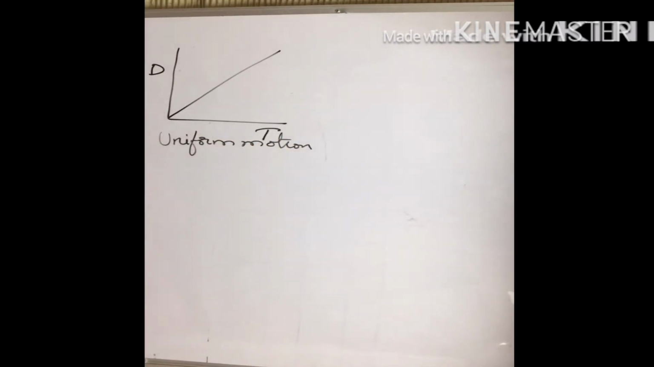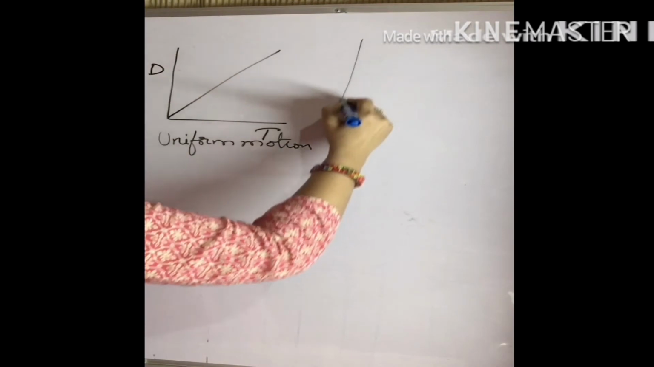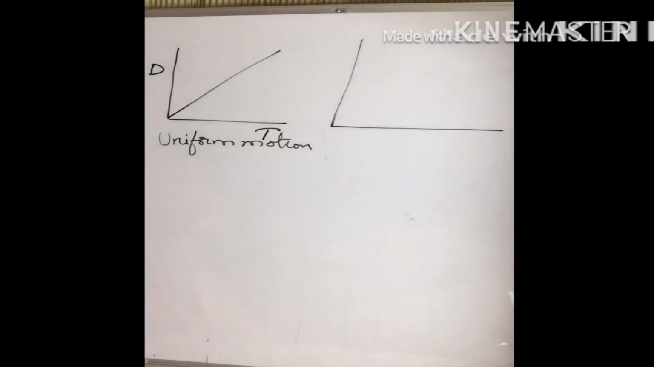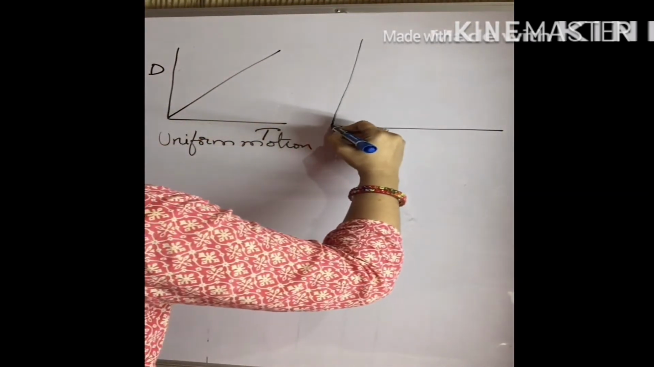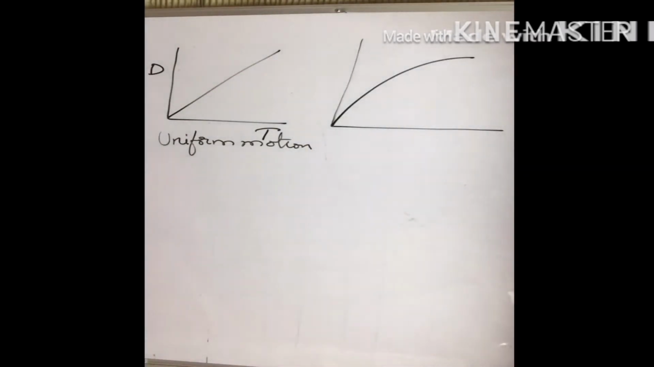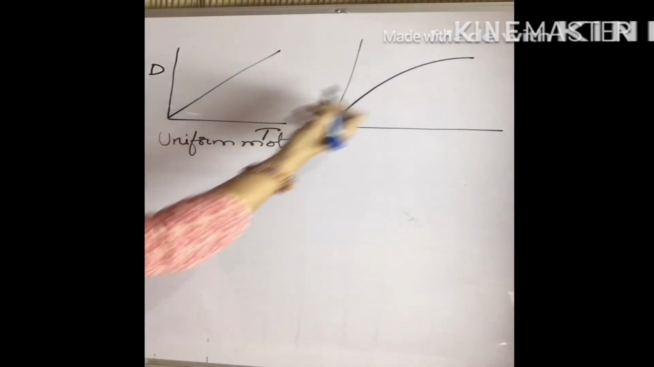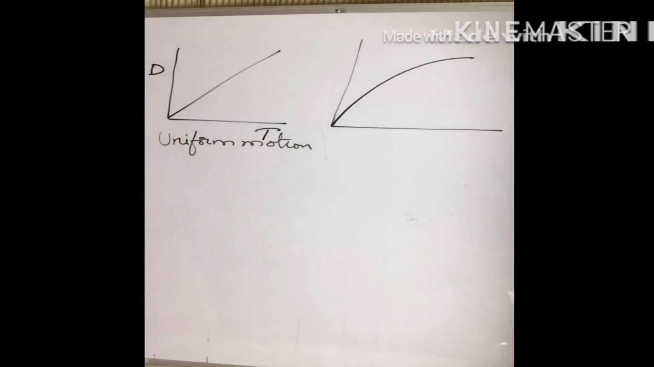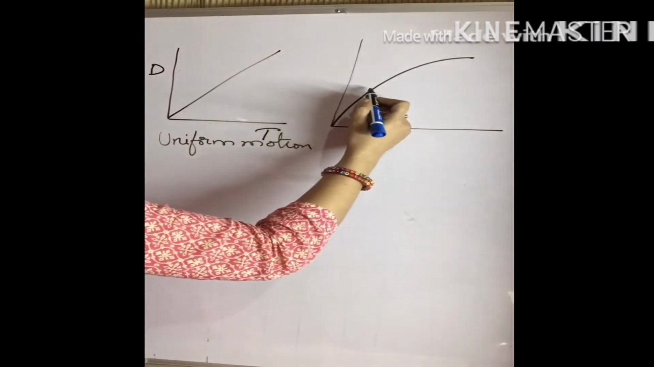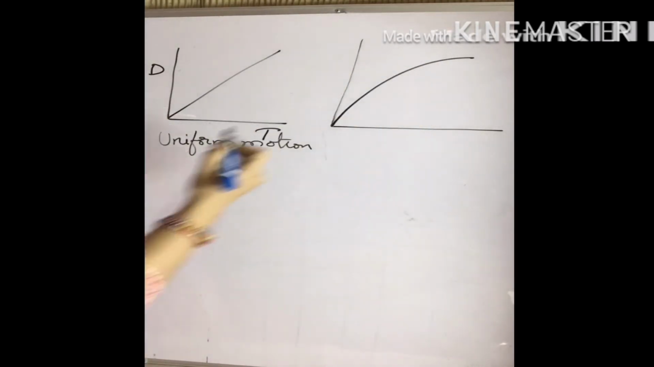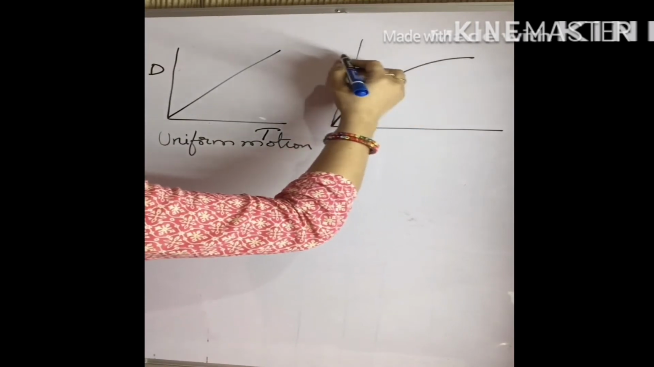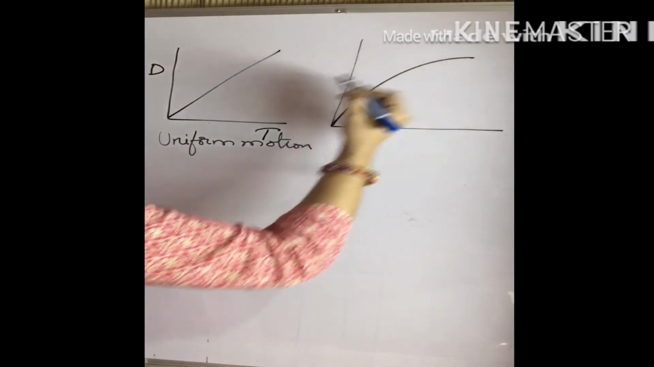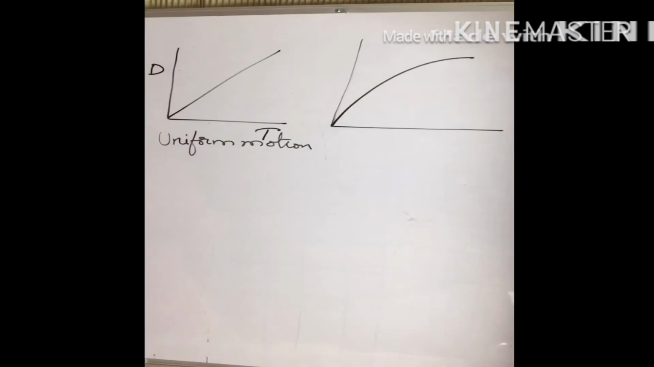Then what is the next thing? Just the opposite of this. Let us take this. Suppose a graph is like this. By seeing this curve, you come to know that the body is not moving with equal speed. The same speed, same velocity is not maintained. See, sometimes it is less and sometimes it is more. See here, the distance covered is less and the time taken is more. So it is not moving with uniform velocity.